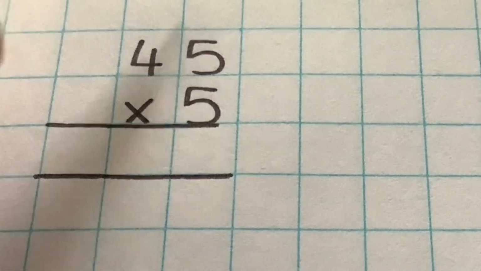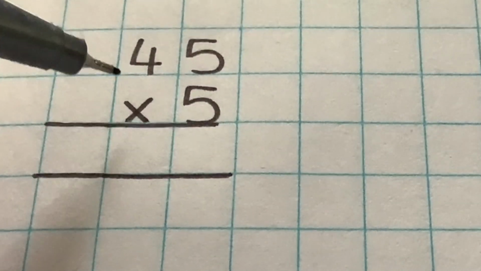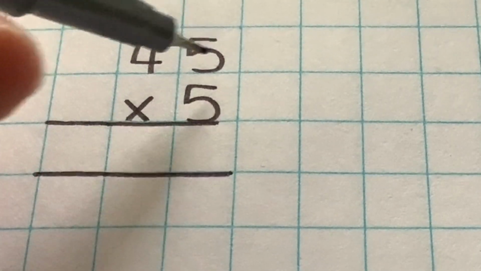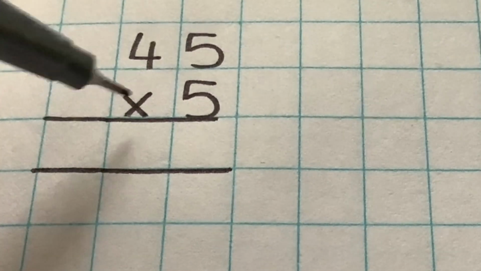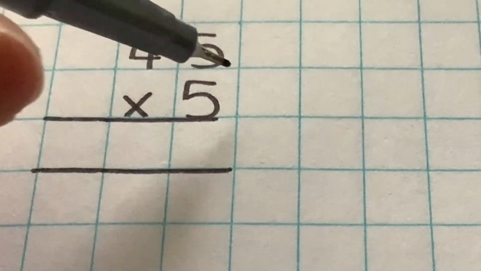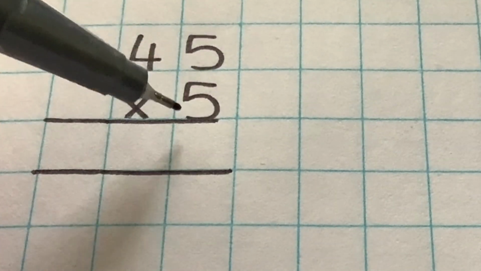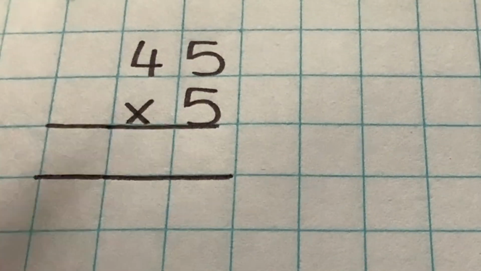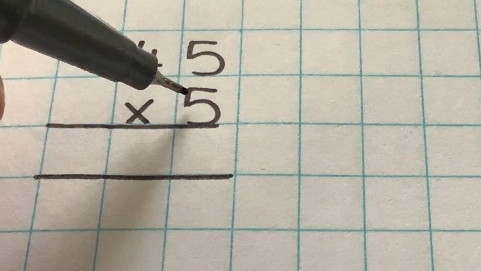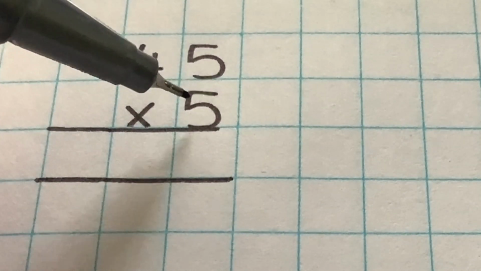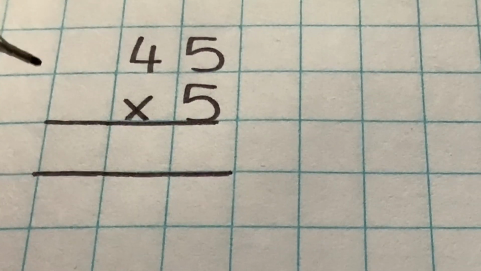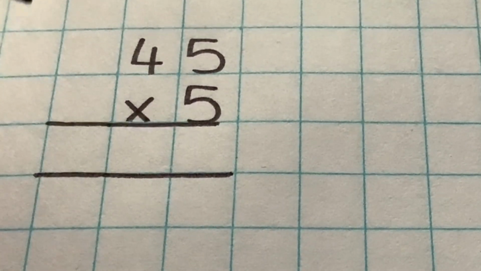So 45 multiplied by 5. Look at how it's set out. So I've got my tens and my units digits in a box each. I've got my multiplication sign below and the number that I'm multiplying by, and then 2 nice neat lines for my answer. I start by multiplying my units number. So I need to do 5 times 5. 5 times 5 is 25.